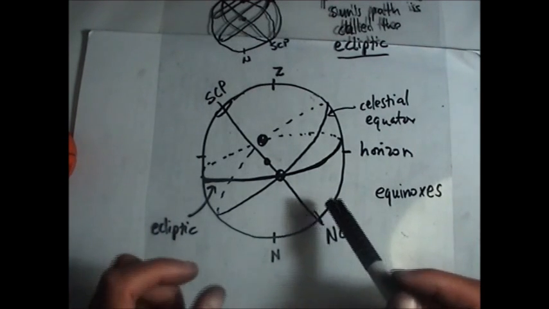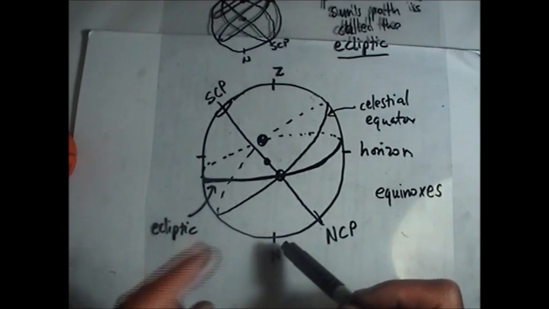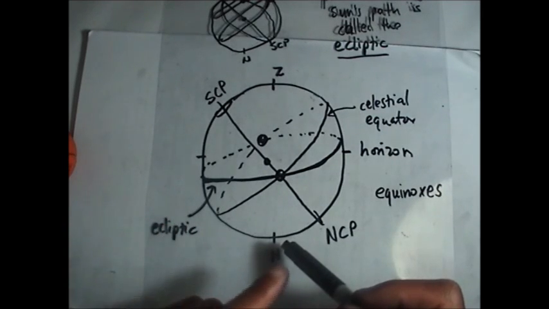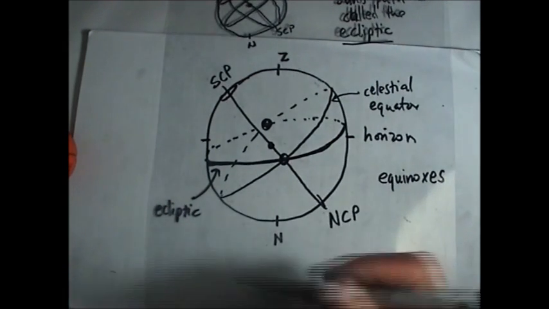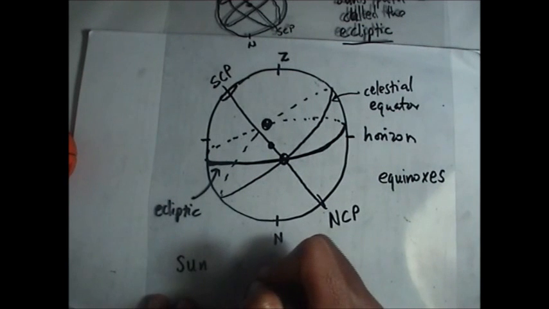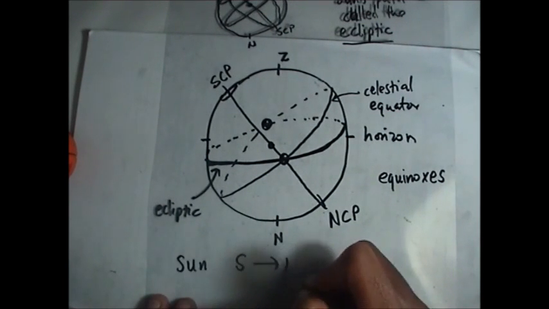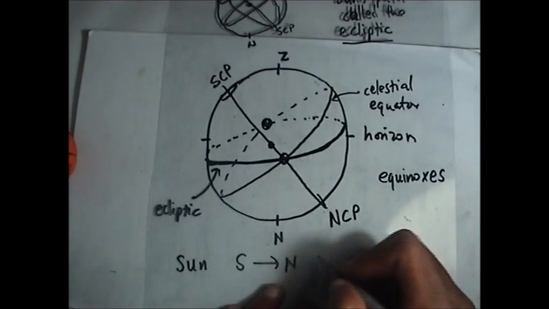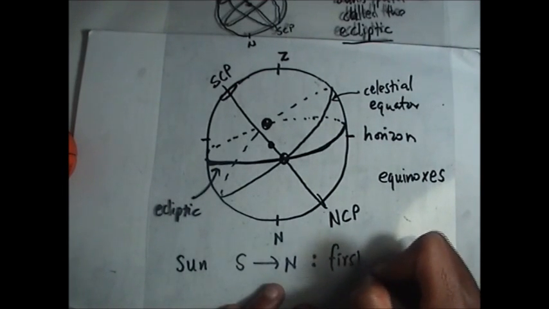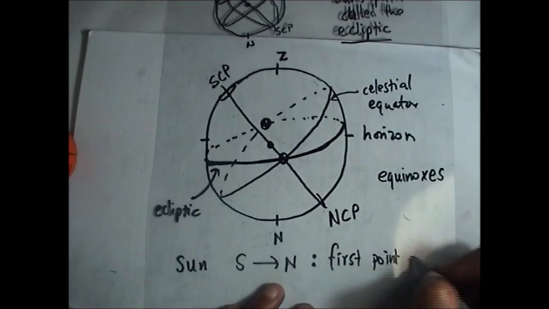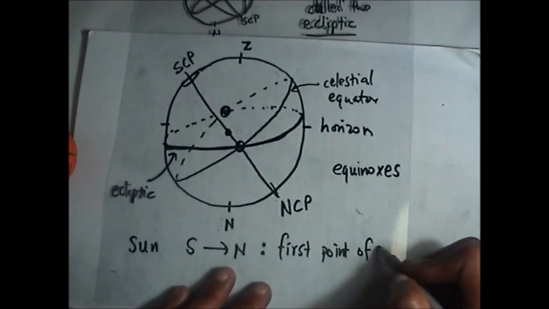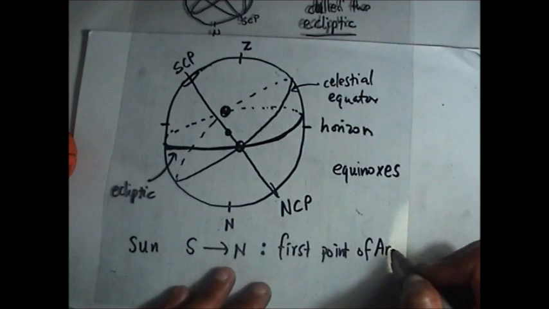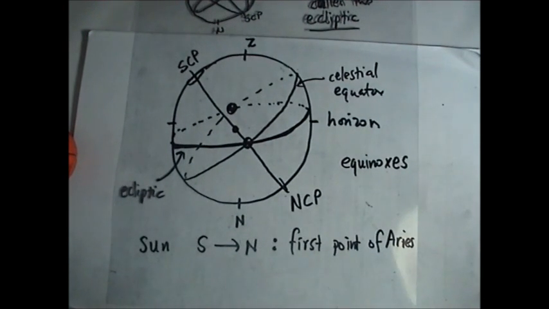But the equinox where the sun is crossing the celestial equator, going from south to north, where it now cuts the celestial equator, is given a special name, and it's called the first point of Aries. It's called the first point of Aries.